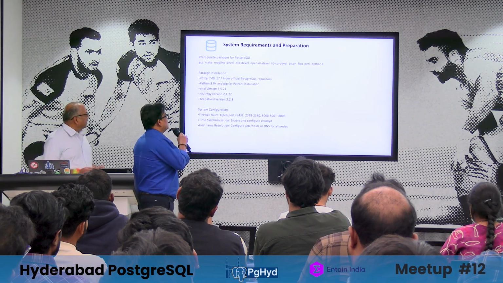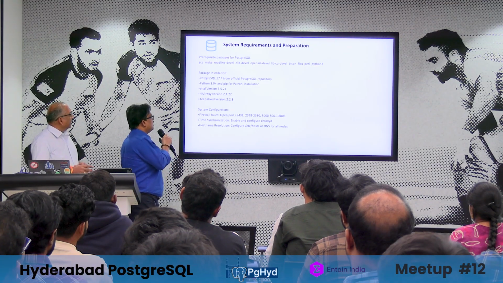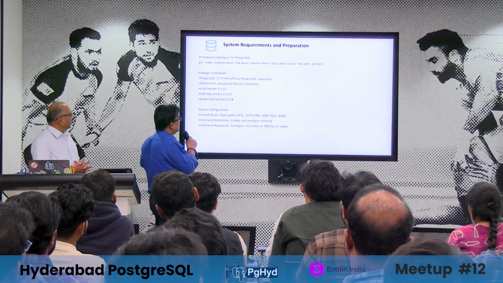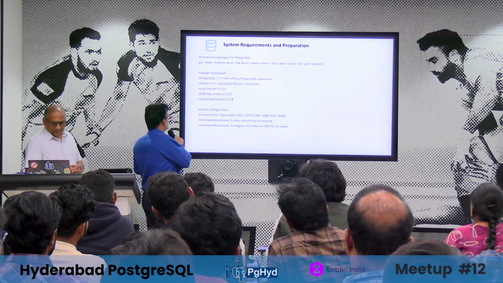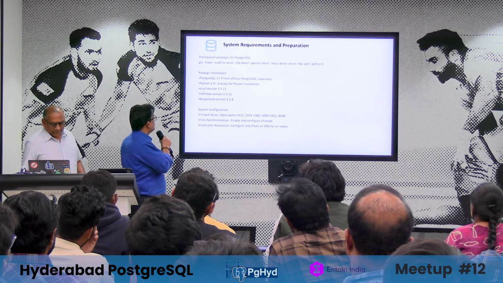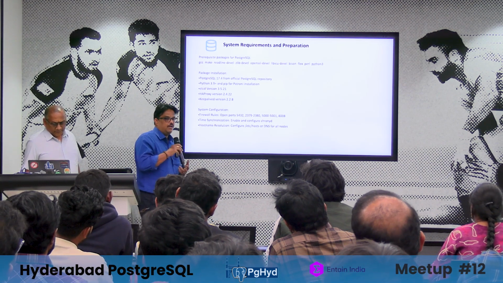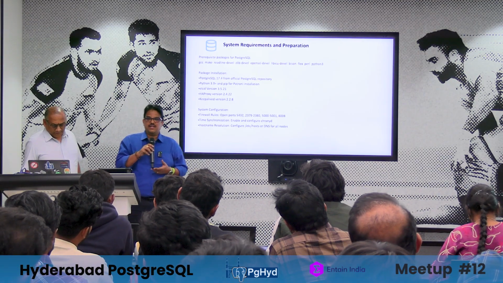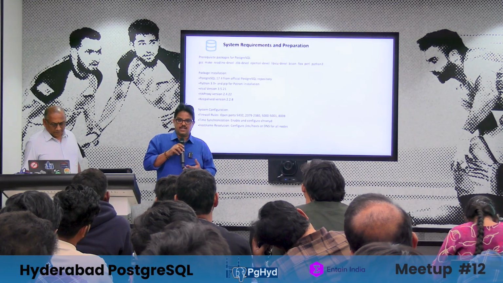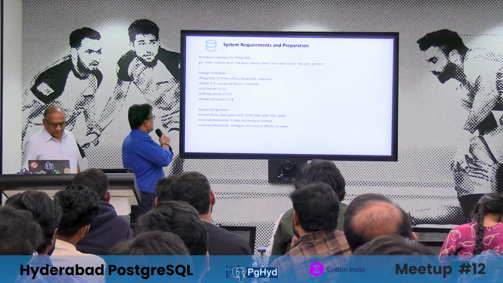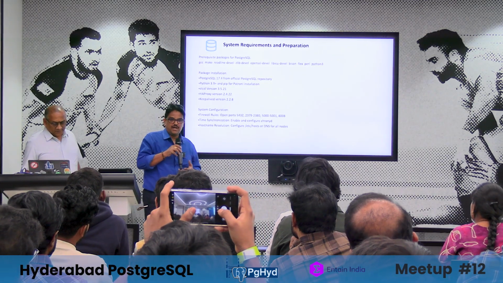Now the system requirements and preparation. These are some of the prerequisite packages which are required for Postgres installation, and they are required when you are installing Postgres. For package installation, you require PostgreSQL 17.4. This can be installed via a package, or you can download the source code and install it manually. Python 3.9 plus and pip are both required for Patroni installation.